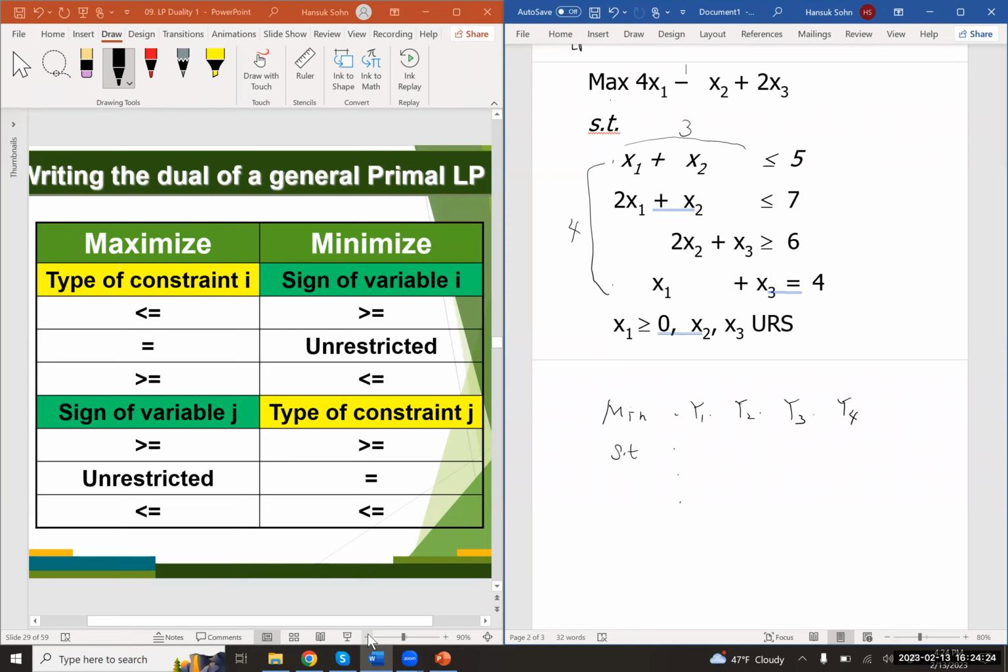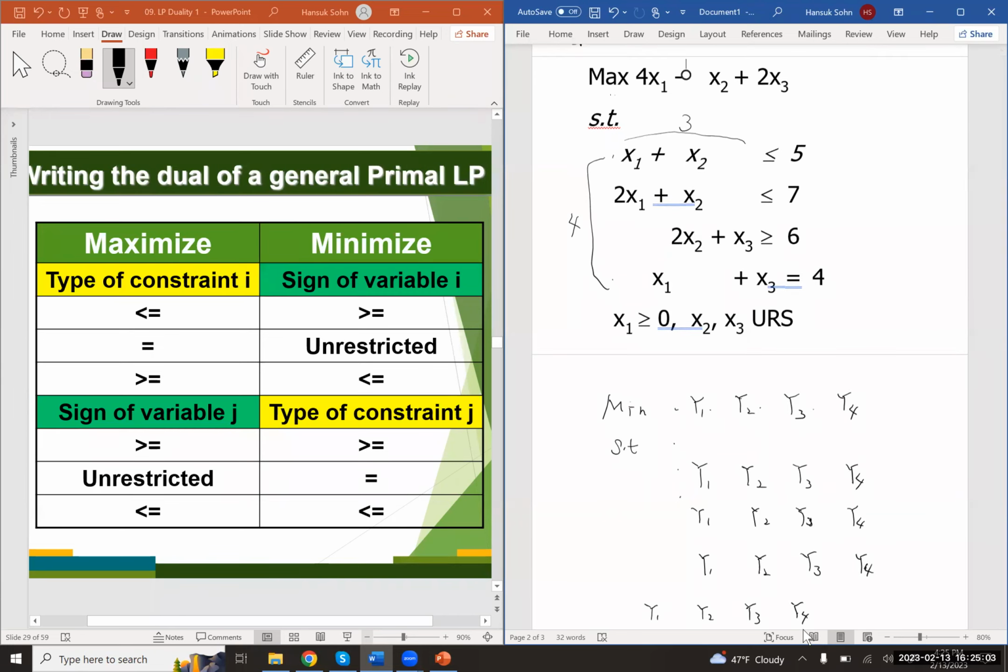Okay. And I'm going to write it down 3 times more. y1, y2, y3, y4, y1, y2, y3, and y4. Okay. And let's write it down one more time because we do need sign restriction for each dual variable, right? Okay.